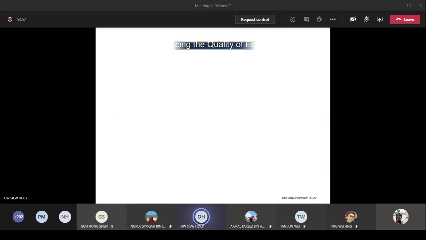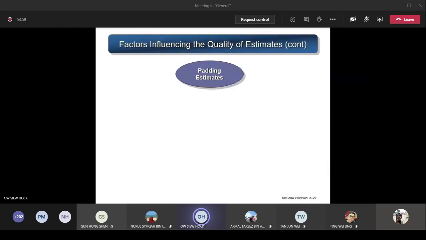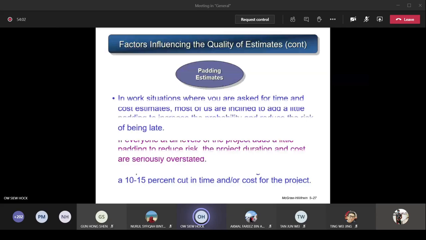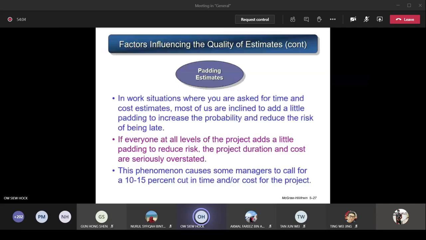That's good enough. Okay, so the next factor is called padding estimates. In work situations where you are asked for time and cost estimates, most of us are inclined to add a little padding to increase the probability and reduce the risk of being late. It's just like being asked how much time you need to finish a task. Basically, maybe you need about 3 days, but you add a little bit more time and say, oh, it's 5 days. That's called padding, extra 2 more days.